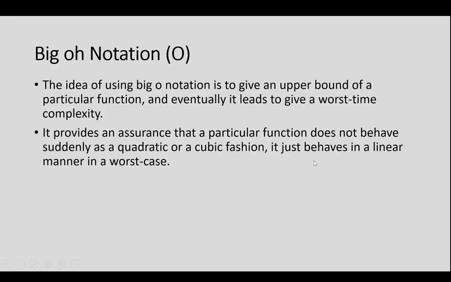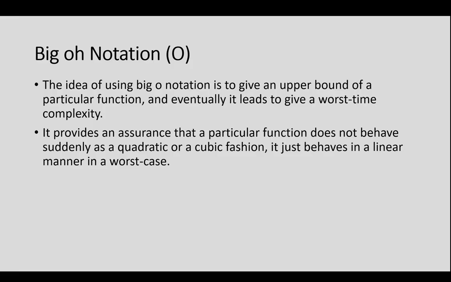The idea of using the big O notation is to give an upper bound of a particular function. As I told you, it is always giving you the upper bound, which says the worst case time complexity. Means at worst, how much time it will take, not the best time. Best time means the minimum amount of time it will take to run. We will always consider, after the entire operation is done, how much time it will take. So it provides an assurance that a particular function does not behave suddenly in a quadratic or cubic fashion. It just behaves in a linear manner in the worst case.